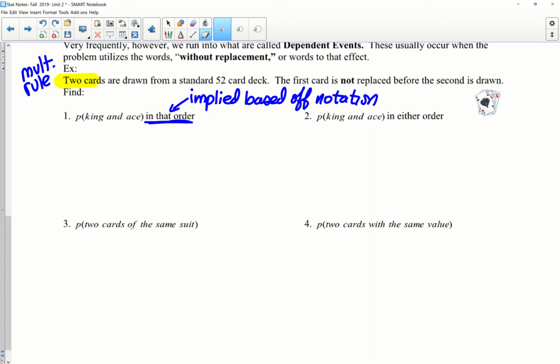Like in number 2. So in number 1, the words in that order did not need to be there, but in number 2, the words in either order do need to be there in order for the question to mean what I intend it to mean. All right.